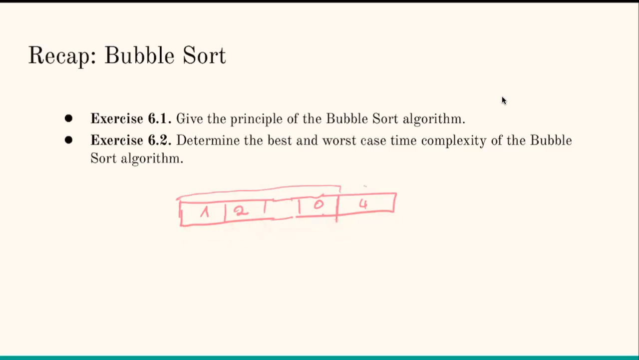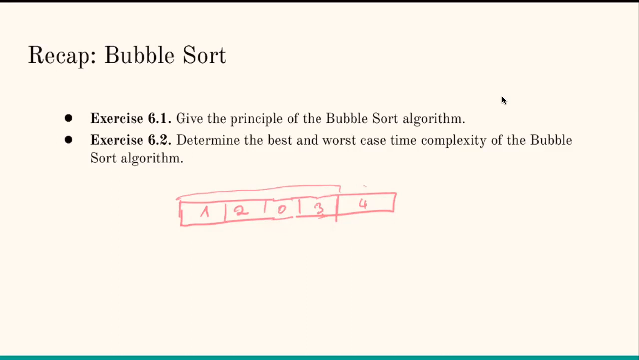So here you have 0, and there you have 3. And so on and so on. So here, basically, it is pushing the minimum element to the beginning of the array and the maximum element to the end of the array.